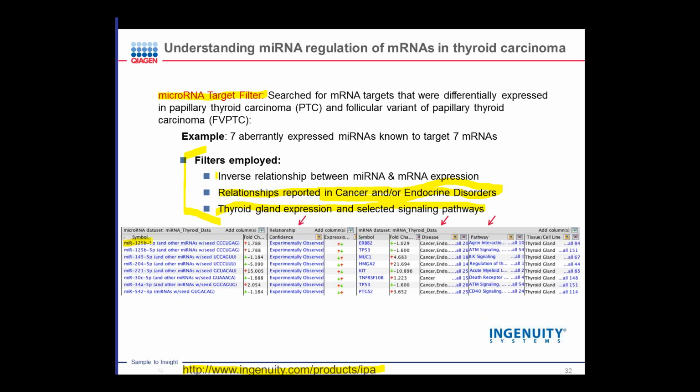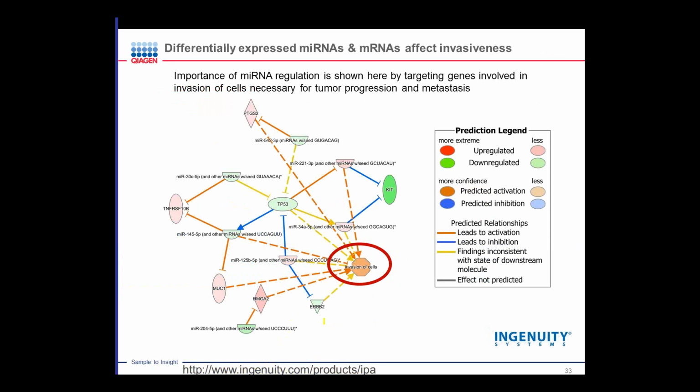And you can see for some of these microRNAs that are up or down regulated, they are experimentally observed to be upregulated. There are mRNA targets that are experimentally shown to be inversely regulated. They are involved in cancer, and they are expressed in the thyroid gland. So you can start building pathway maps showing how these microRNAs and mRNAs can interact together in cancer.